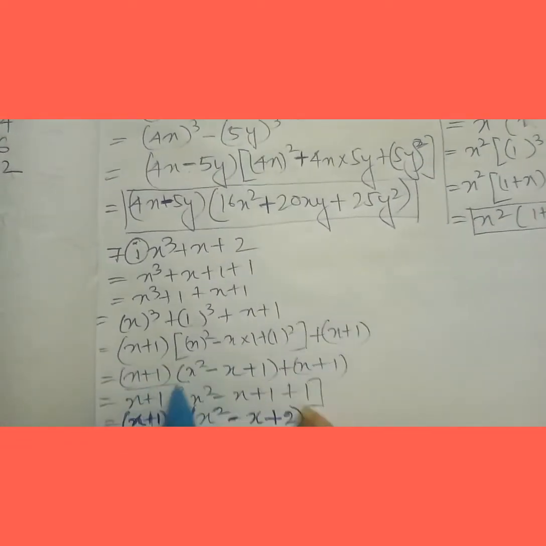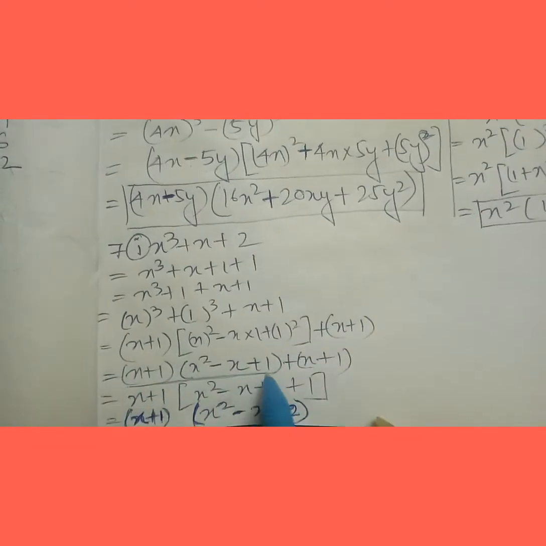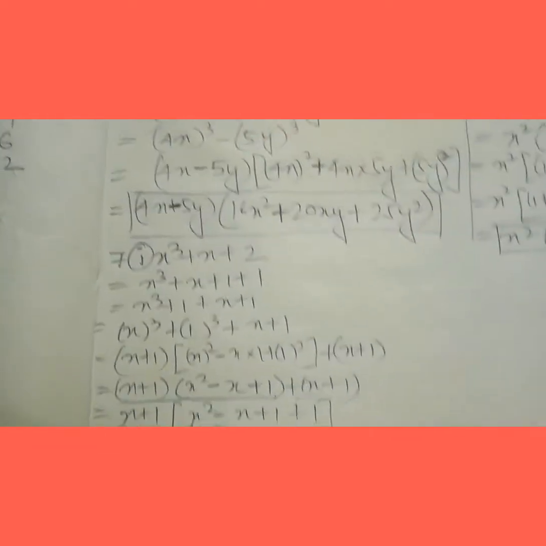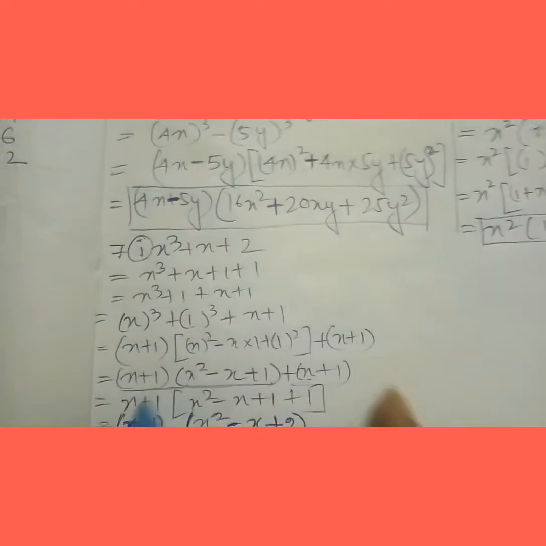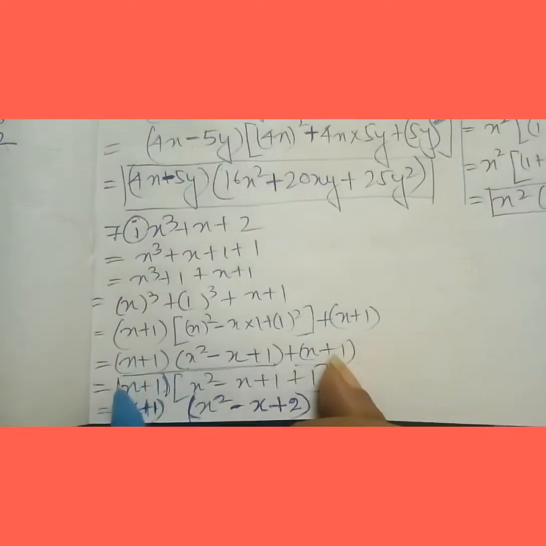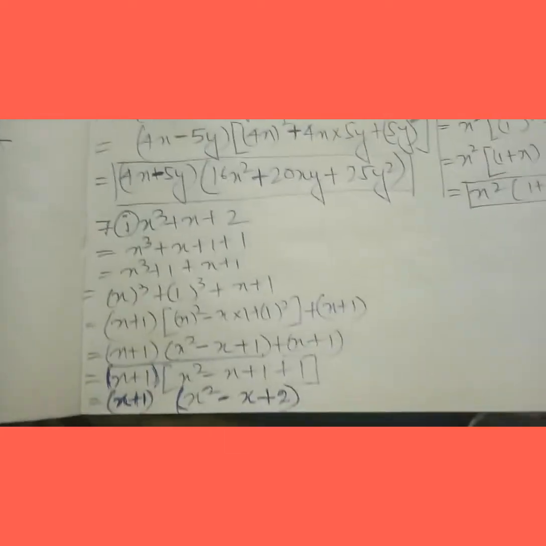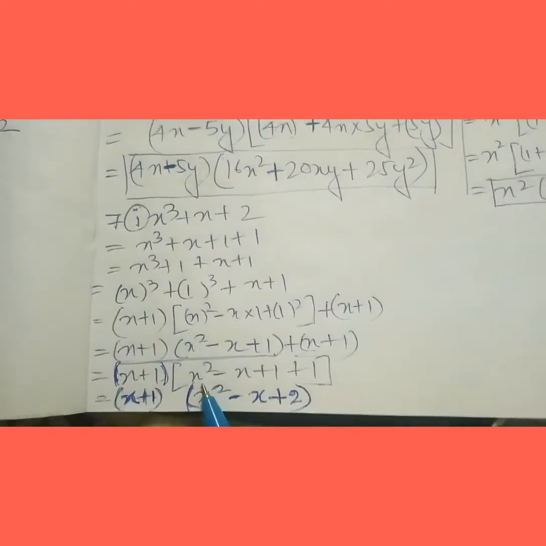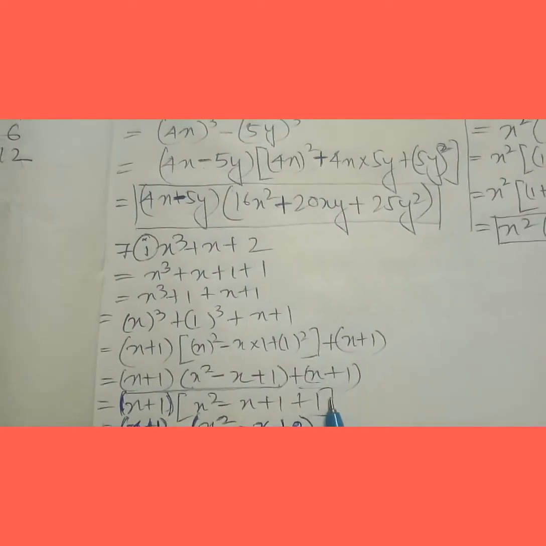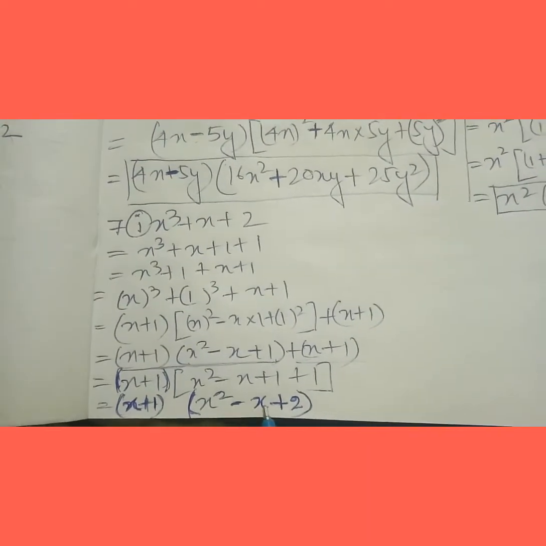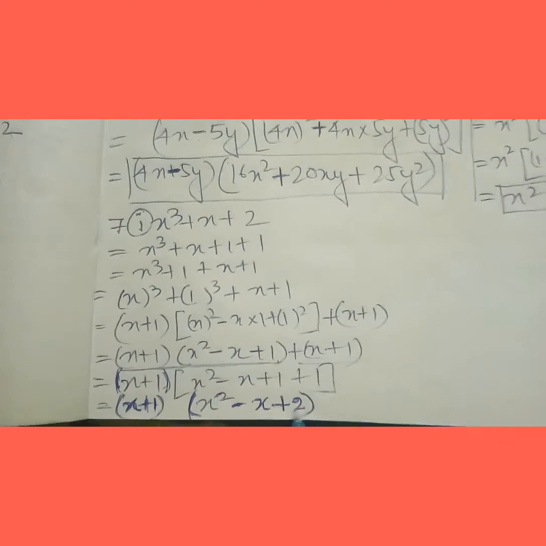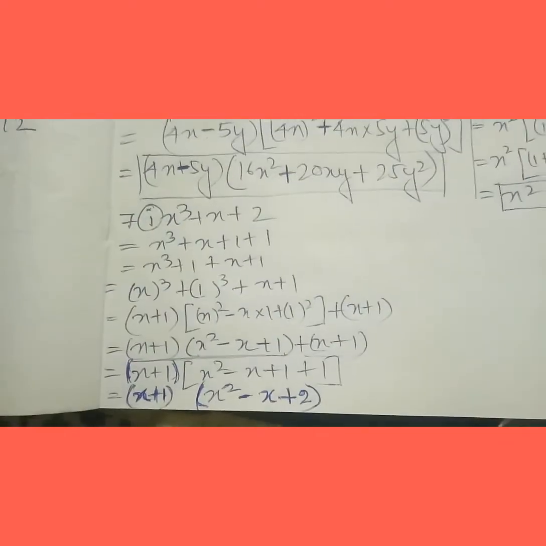Now see, from here this is one part. This is the first term and this is the second term. Again, from these two parts, I have taken x plus 1 as common, and what is the remaining? x square minus x plus 1, and from the other term what is coming? Plus 1. Then x square minus x plus 2 is the answer. This is the final answer. Okay.